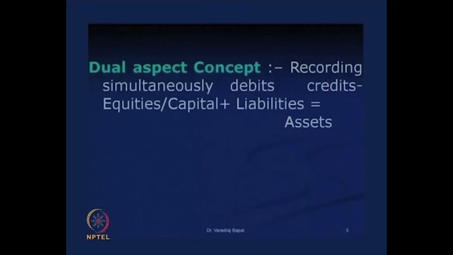When we have seen the recording of transactions, actually we have already discussed this concept. We have also seen the balance sheet equation which says that equity or capital plus liabilities is equal to assets. This happens because of the dual aspect concept. So what this concept tells you is that when any transaction is happening, two things are affected.